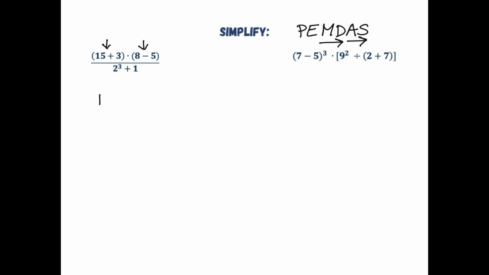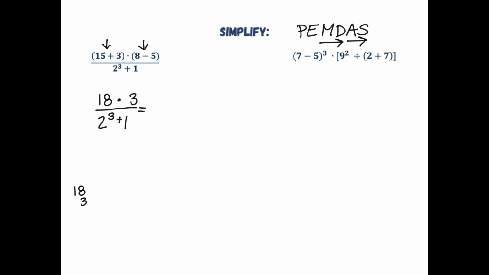So 15 plus 3, that gives me 18. Then I bring down the multiplication sign so I don't forget it. And then 8 minus 5 is 3. Then I bring down everything below it. 2 cubed plus 1. Next, I am going to simplify each piece of the grouping symbols a little bit further. So remember, each piece of the fraction, basically, top and bottom.